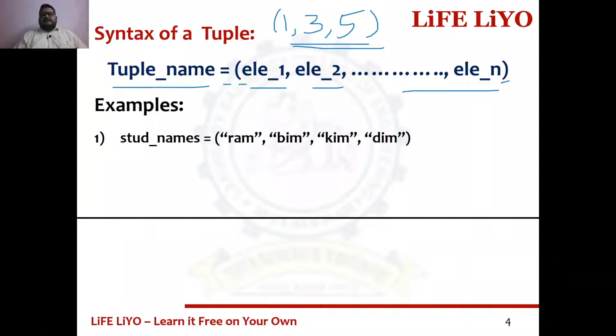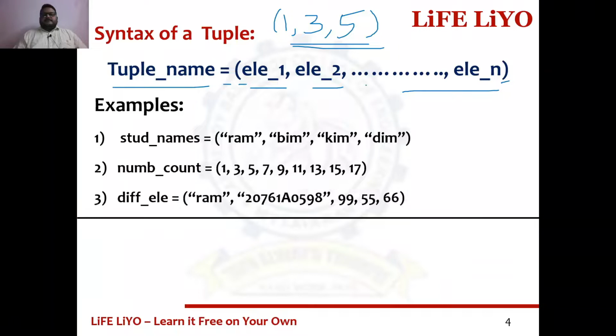So some examples. Here all the elements are of string type. All the elements are of integer type. Here string, string, integer, integer, integer.